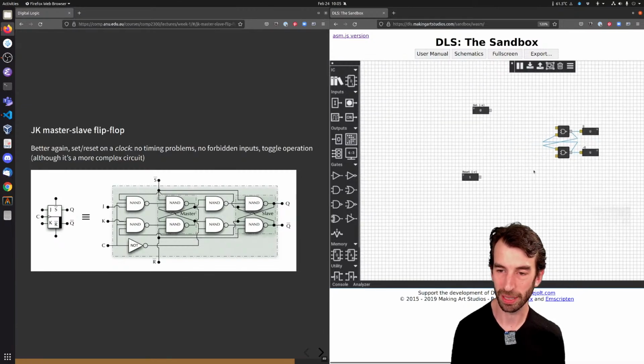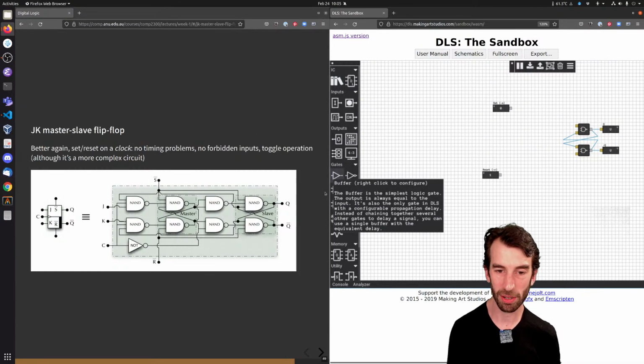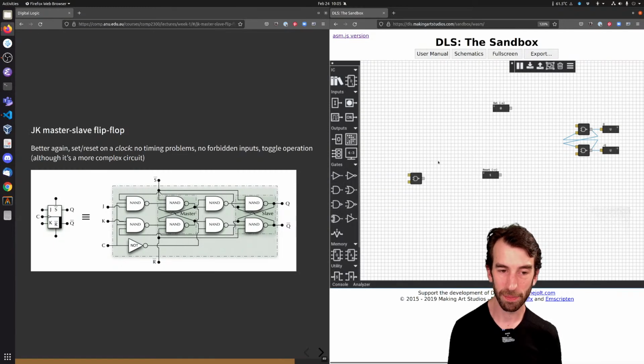I want to move. Okay, right click is move. The unknown state's only going to affect us if we have our system turned on and we expect to know what the output's going to be. So I need 4 rows of NANDs for my JK flip-flop.